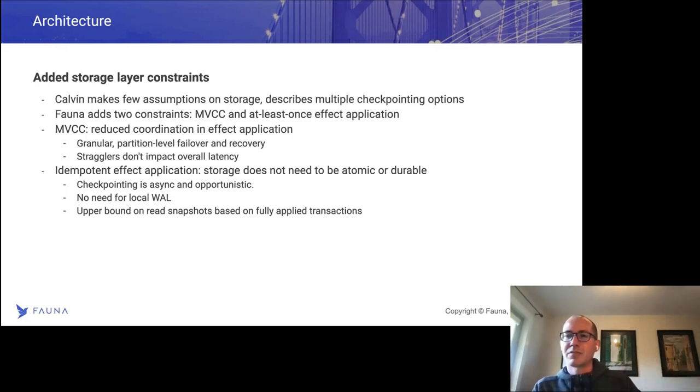One disadvantage of Calvin, as called out in the paper, is that the slowest node ends up causing the bottleneck for transaction processing. We can eliminate that in Fauna by being able to fail over reads at a granular level to other replicas, and allow stragglers to catch up.